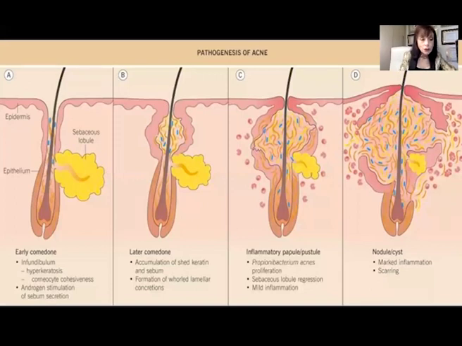The pathogenesis of acne, then, it becomes a comedone, accumulation of keratin and sebum, inflammatory Propionibacterium acnes that proliferates, and of course, then you have the scarring that follows after the acne has been expressed.